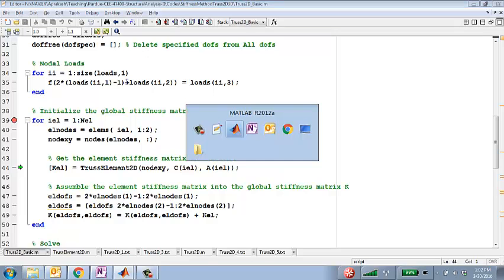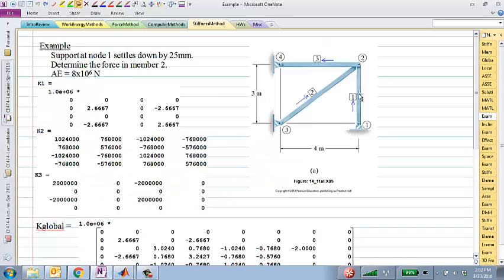Let me ask you this. Element 1 is in the vertical direction. So should the local force displacement relationship be the same as the global force displacement relationship?